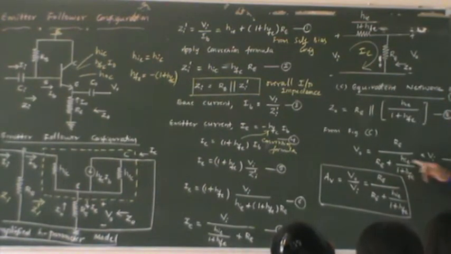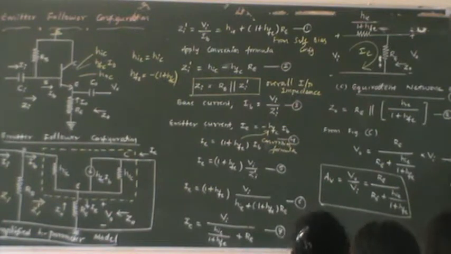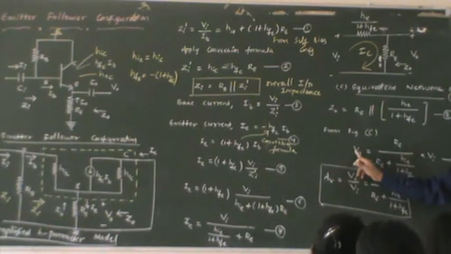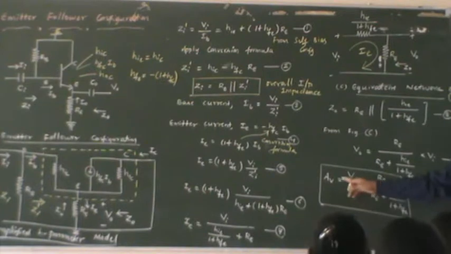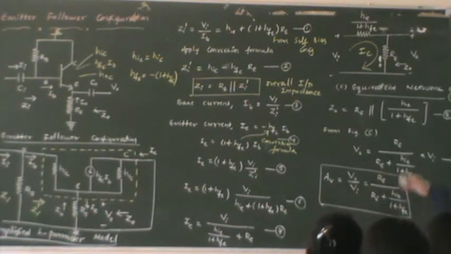That means we got equation number 7 from the voltage division rule. If you observe equation number 9, there is a relationship between V0 and VI. You can take a ratio of V0 by VI that gives you the voltage gain. So voltage gain for this emitter follower or common collector configuration is AV, which is equal to V0 by VI, which is equal to RE divided by RE plus hie divided by 1 plus hfe. So go through these derivations.